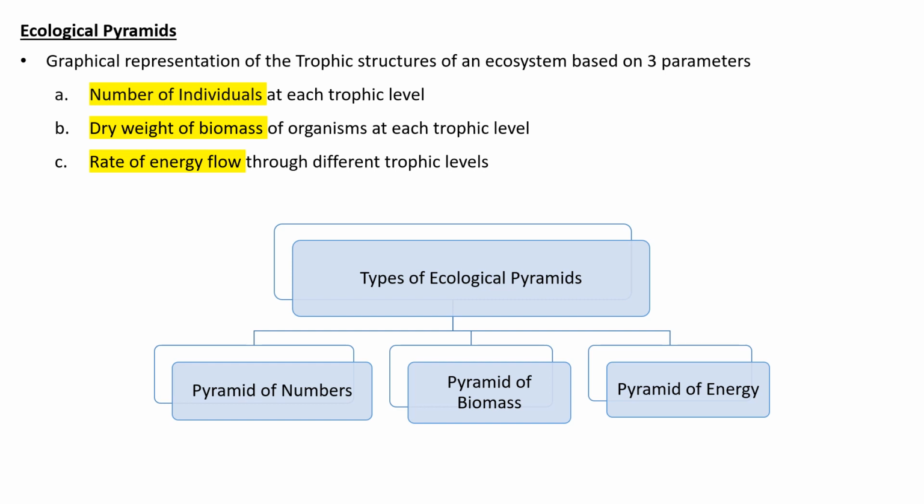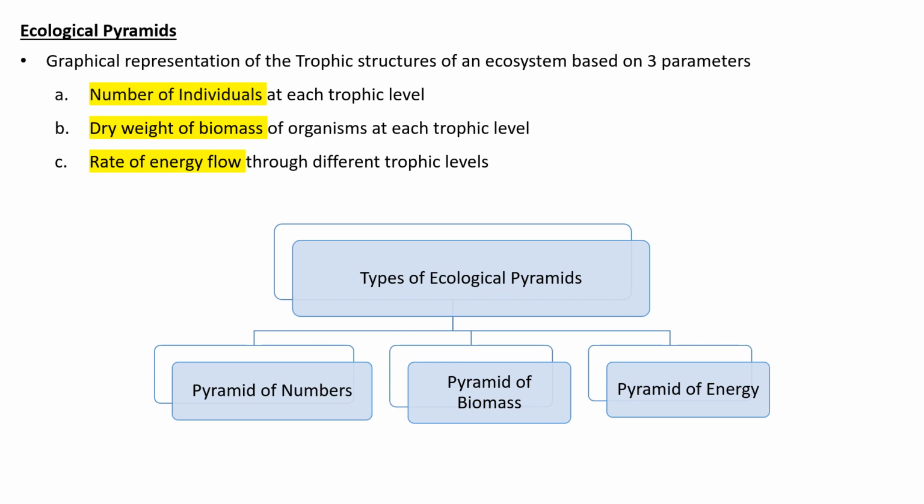Next is the pyramid of biomass. The pyramid of biomass is based on the dry weight of biomass of organisms at each trophic level. And the last one is the pyramid of energy, which is based on the rate of energy flow through different trophic levels.